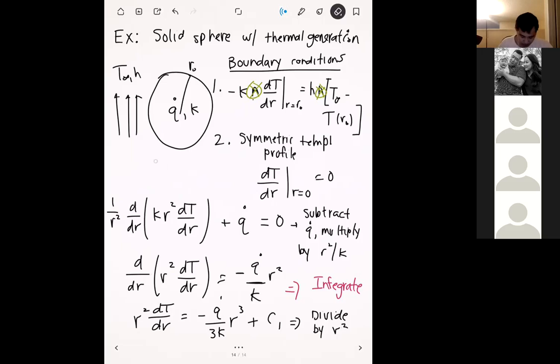Okay. All right, so let's go ahead and divide by r squared. And so we're left with dT/dr is equal to minus q dot over 3k times r plus C1 over r squared, okay? All right. And so before moving forwards, let's go ahead and apply one of our boundary conditions, okay? Because we have this in terms of dT/dr here, so it's kind of in a nice form, right?